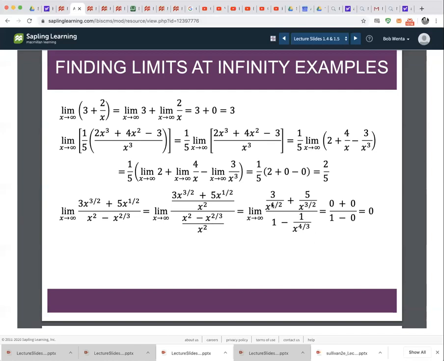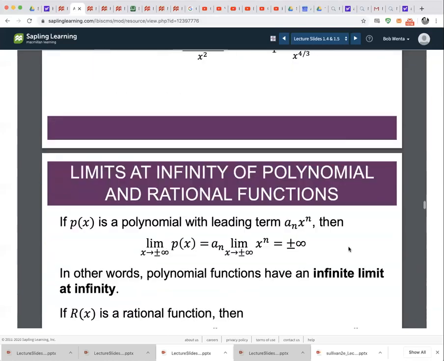So you end up with these fractions, and as x goes to infinity, this becomes 0, this becomes 0, this becomes 1, and this becomes 0. So you end up with 0 over 1, which is 0. It doesn't become 0 in the denominator. It comes to 0 because it's 0 on top and an integer on the bottom. So the answer is 0.